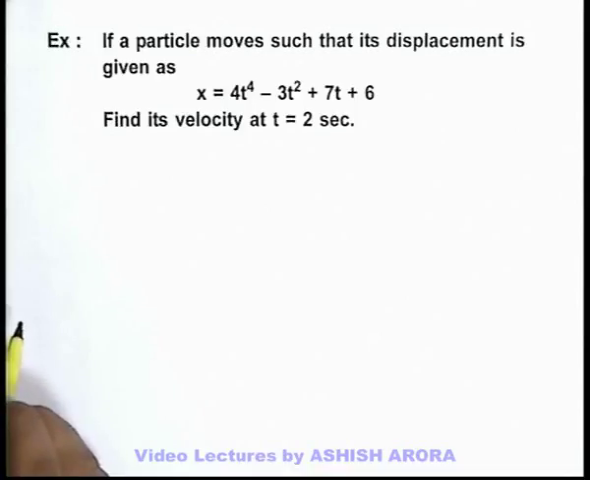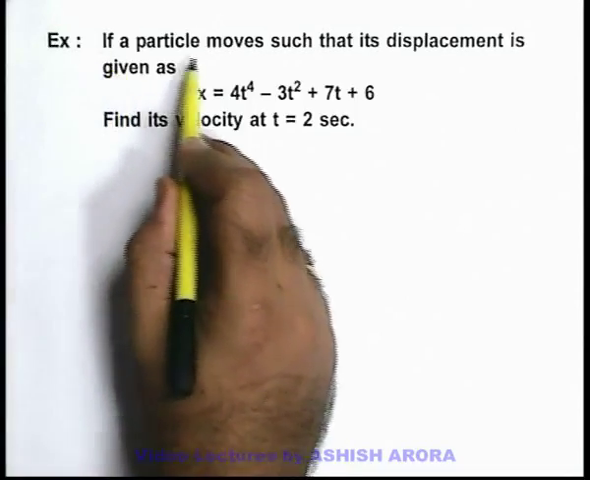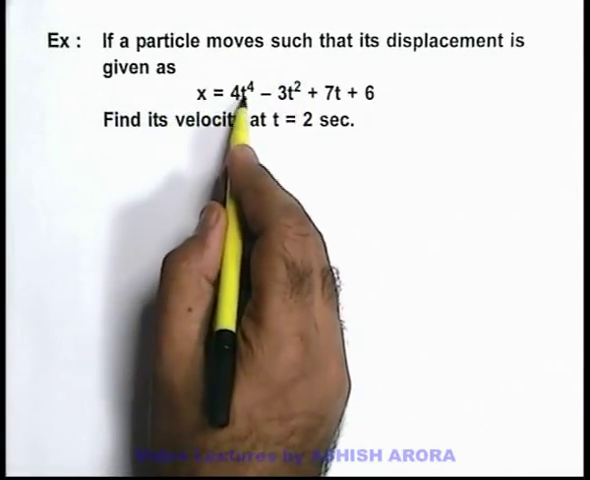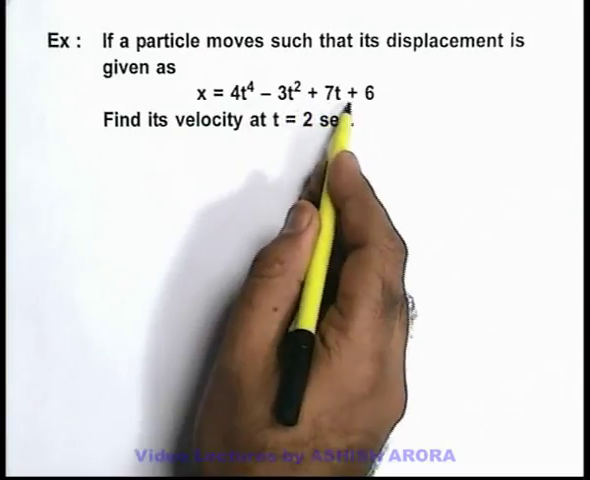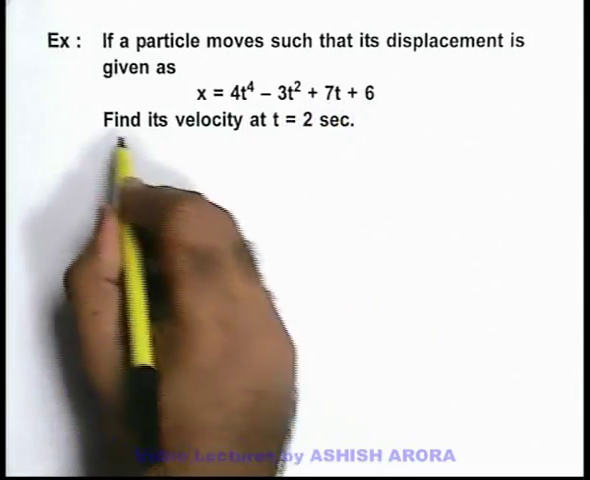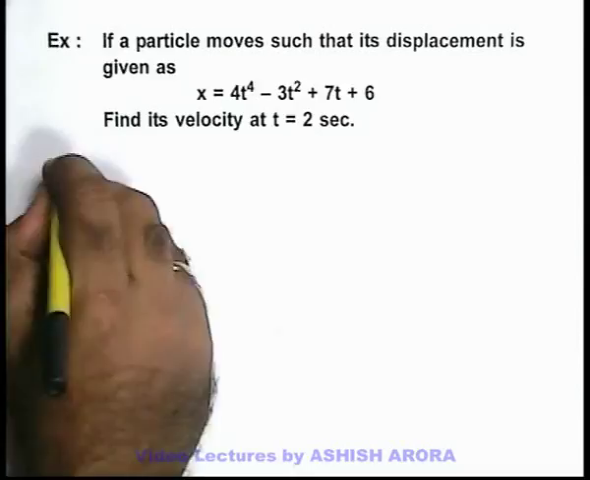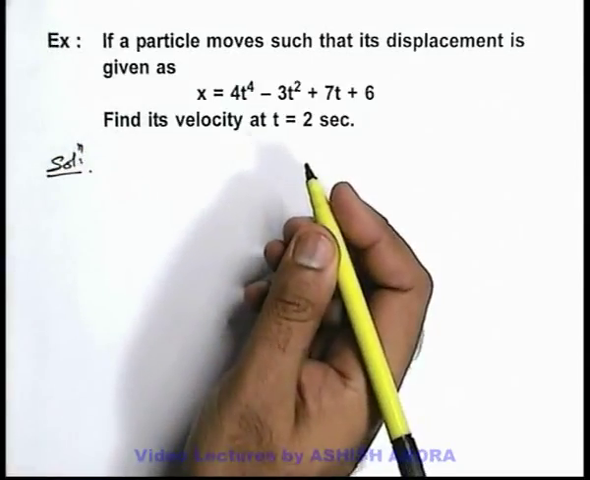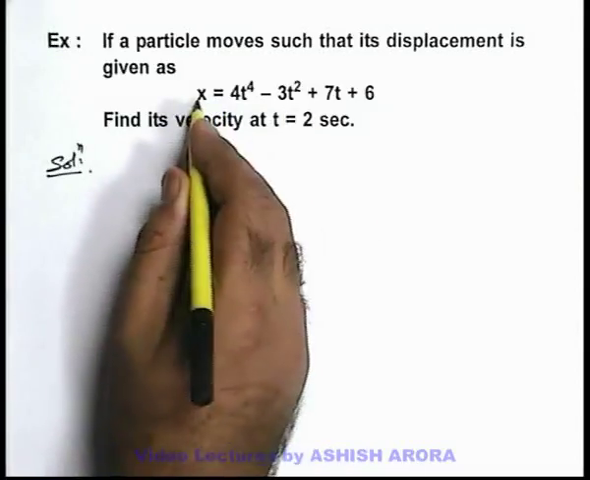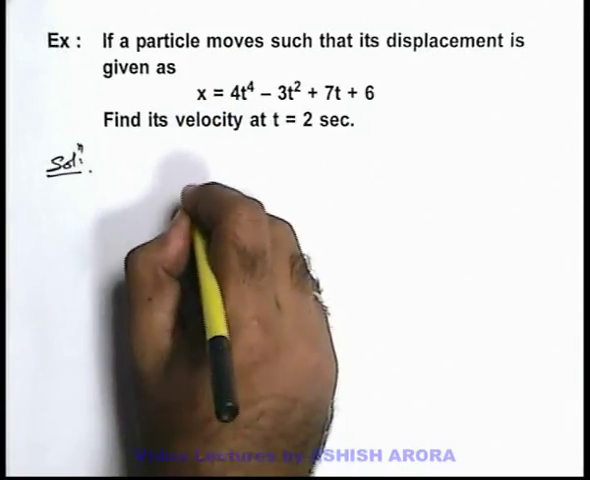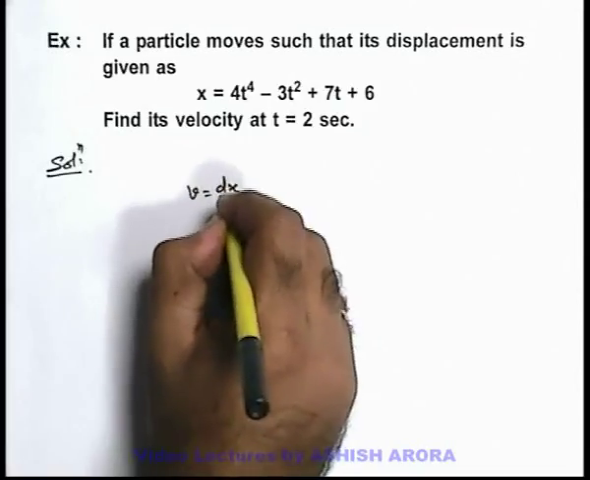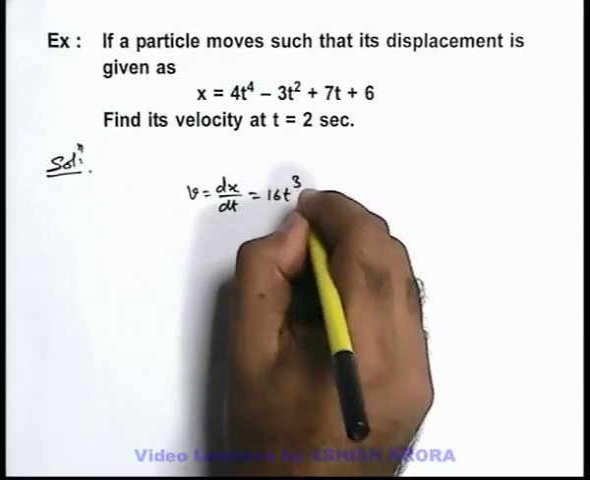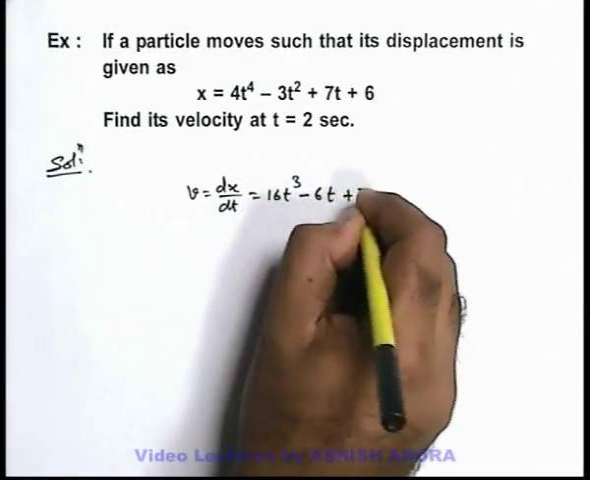In this example, we are asked that if a particle moves such that its displacement is given as 4t to the power 4 minus 3t square plus 7t plus 6, we are required to find the velocity at t equals 2 seconds. So here the question is almost directly handled just by differentiating the displacement with respect to time, as we know v equals dx by dt. On differentiating we get 16t cubed minus 6t plus 7.